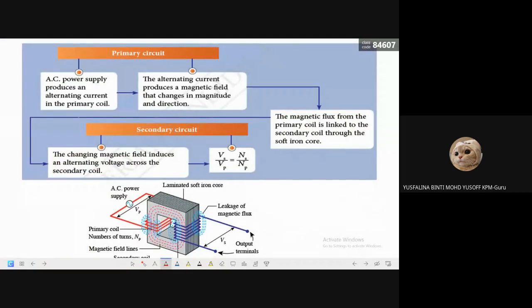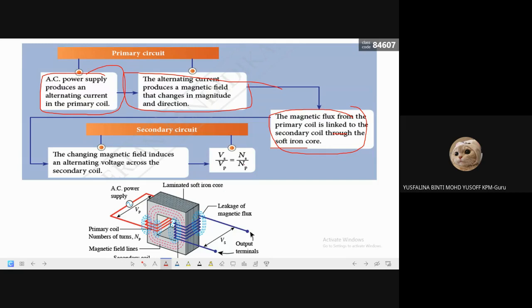So, primary circuit, secondary circuit. The AC power supply produces AC current in the primary coil. The alternating current produces magnetic fields that change in magnitude and direction. This is actually how you want to explain. The magnetic flux from the primary coil is linked to the secondary coil through the soft iron core. And this is what happens in the secondary coil: the changing magnetic field induces an alternating voltage across the secondary coil. Why? Because the coil cuts the magnetic flux, so that will produce the induced current there.